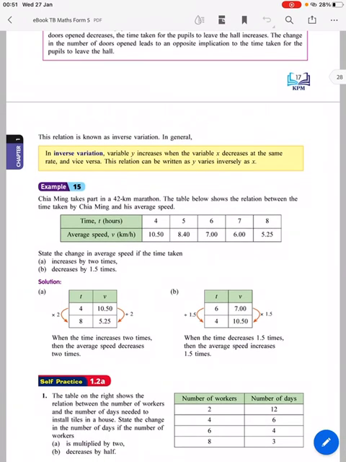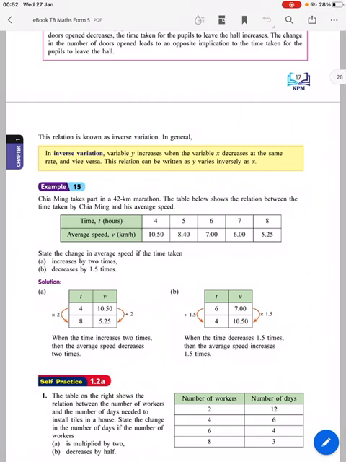Example 15. Chairming takes part in a 42-kilometer marathon. The table below shows the relation between the time taken by Chairming and his average speed. For 4 hours, the average speed is 10.5 km per hour. For 8 hours, 5.25 km per hour. So look at the table. When the time taken is longer, the average speed becomes smaller.